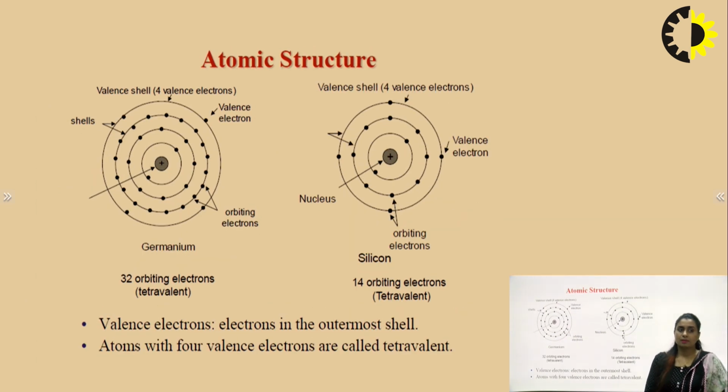Now let's talk about how silicon and germanium act as semiconductors. If I talk about the atomic structure of silicon, silicon has atomic number 14, so its electronic configuration will be 2, 8, 4. So in the outermost shell, or the valence band, it has 4 electrons. You can see it from here.